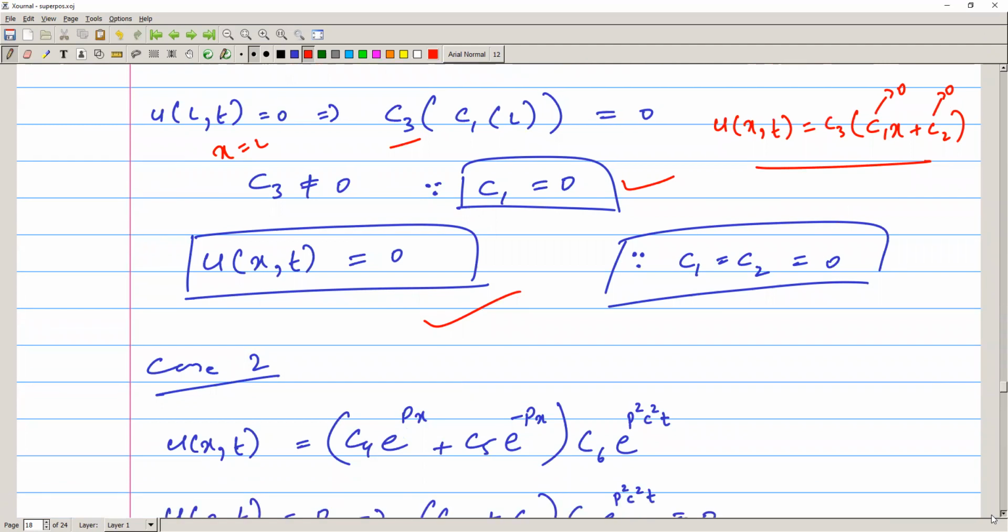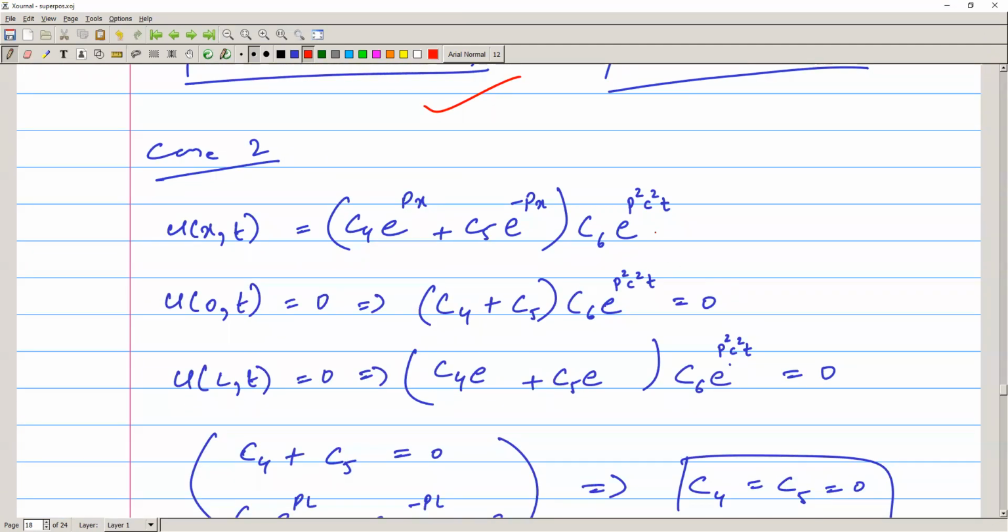Then we will consider the second case. So the solution for the second case was given by this. Now we will apply the boundary conditions respectively. First u of 0 comma t. So for u of 0 comma t, we will place x is equal to 0 everywhere. So this will be (c4 plus c5) times c6 e to the power p squared c squared t is equal to 0. And here it will be x is equal to L. So this function will be c4 e to the power pL and c5 e to the power negative pL, right?